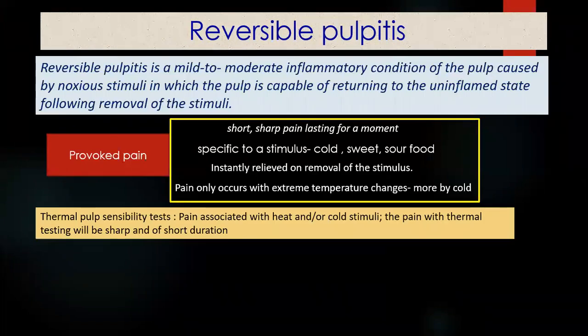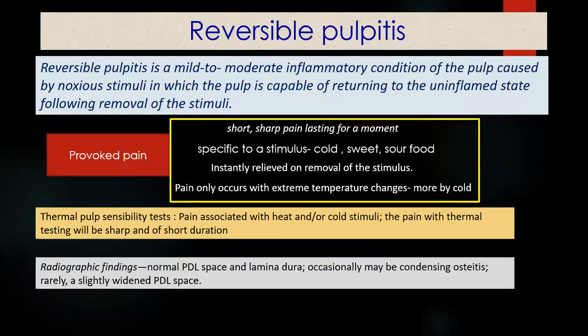And what happens with the pulp sensitivity test? This is one of the most important clinical aspects we need to remember. Pain will occur, but it would be very sharp and for a very short duration. It would not linger for a long period of time. And radiographically, the PDL and other features would be absolutely normal, right?